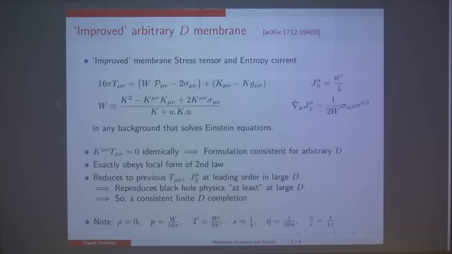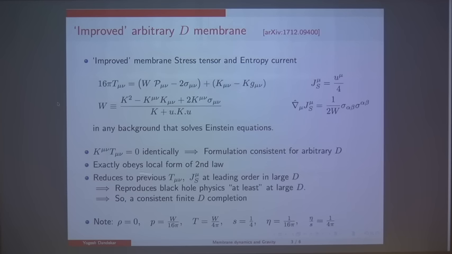So the topic of today's talk is the improved arbitrary D membrane. I construct the stress tensor and entropy current of this form, where W is defined like this. Notice that it is just a sum of a Brown-York part and a fluid kind of part. I consider this improved membrane in any background that solves the Einstein equation. Notice that it obeys this identity exactly, even at arbitrary D. So this tells you that the formulation is consistent for arbitrary D. And notice that it exactly obeys the local form of the second law.